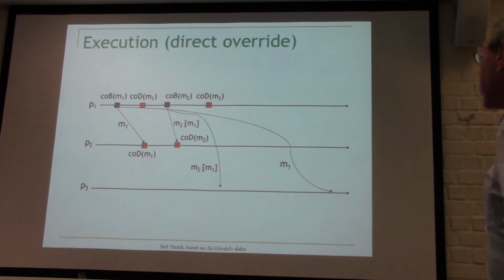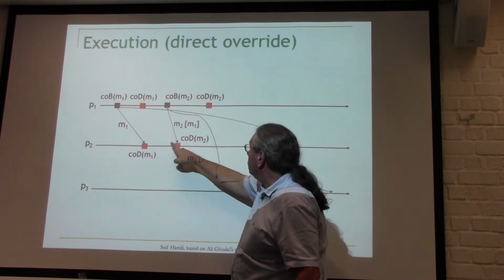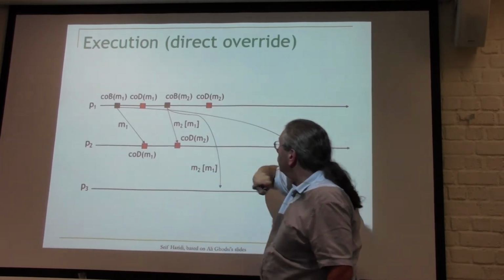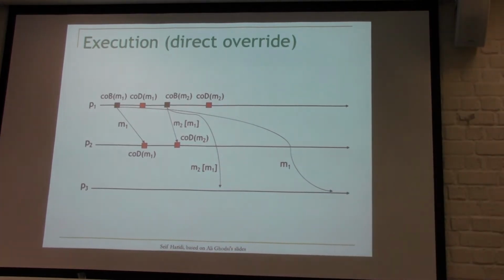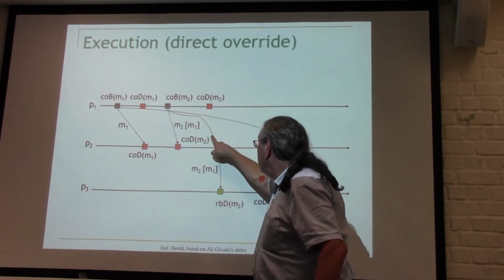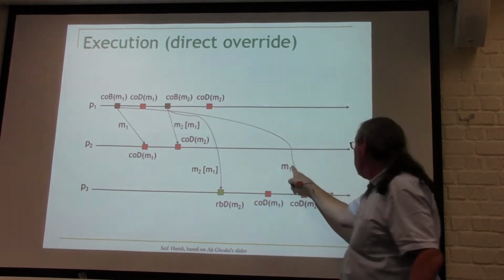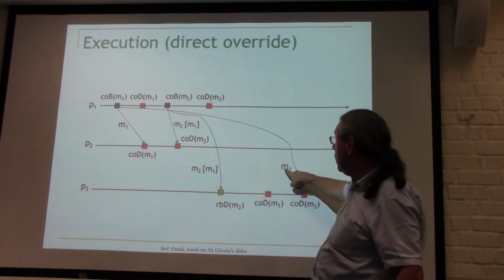Now I deliver it. I notice that M1 has already been delivered, so I can deliver M2 right away. Here also I deliver M2. And here, assume this one goes very fast. This one arrives here, but this old M1 is still in the network. But M1 is before M2.